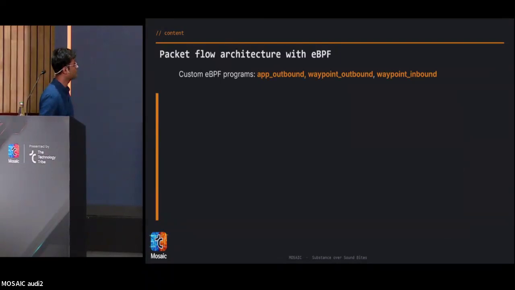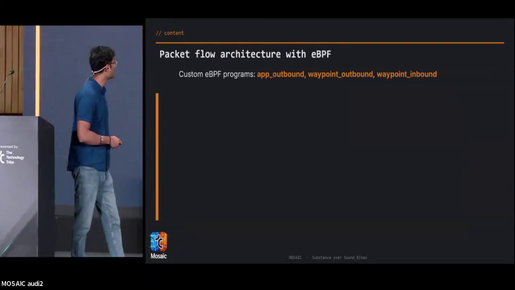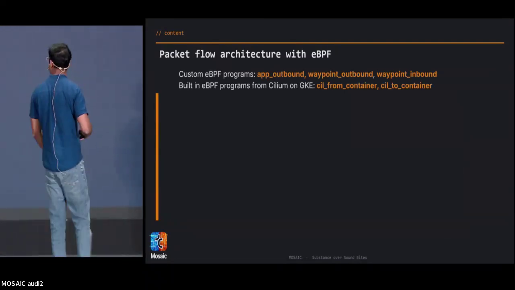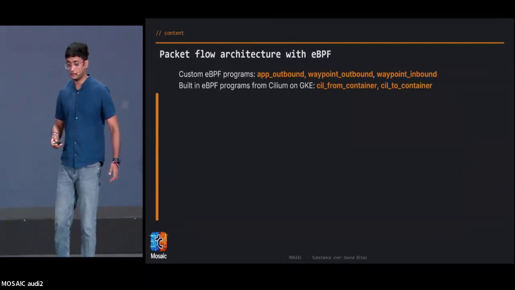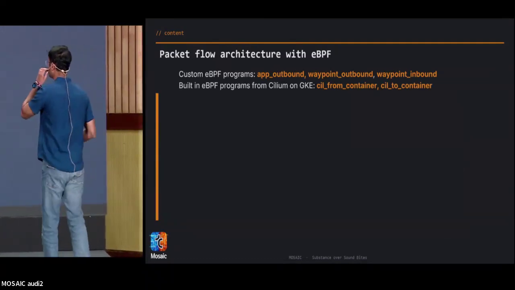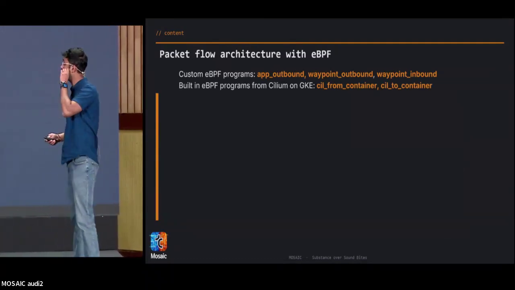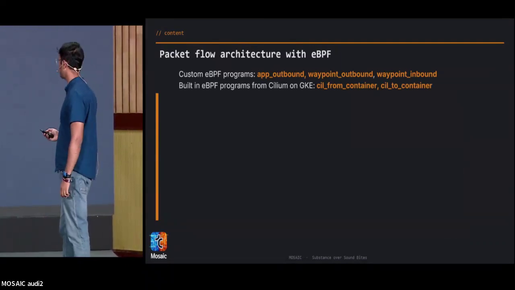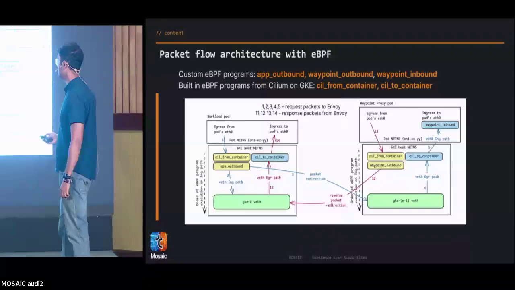So we have three custom eBPF programs: app outbound, waypoint outbound, and waypoint inbound. And because Cilium also configures eBPF, in the newer Dataplane V2 version in GKE, it has its own SIL from container and SIL to container. Let's understand what these programs do.